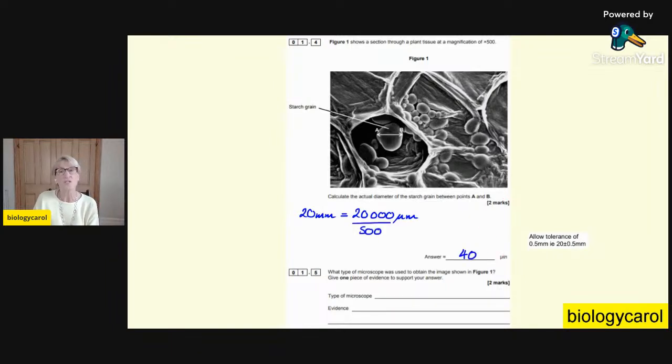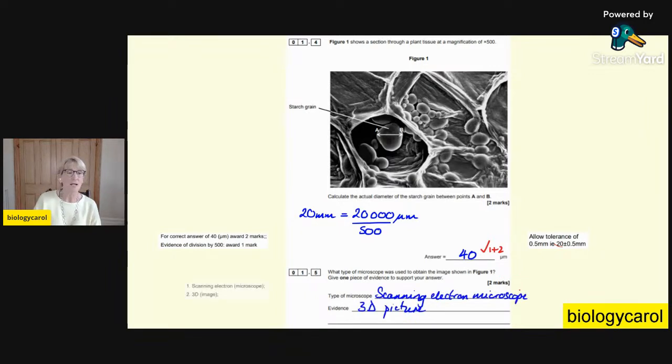And that is 40 micrometers. Sorry, I left this examiner's comment up and I got the right answer. What type of microscope has been used? And give one piece of evidence from the picture to support your answer. So I'm looking at that and going, everything is in 3D and we are seeing the surfaces of structures, therefore it's got to be a scanning electron microscope. And I happened to put that it showed a 3D picture, and that was the answer that they wanted.